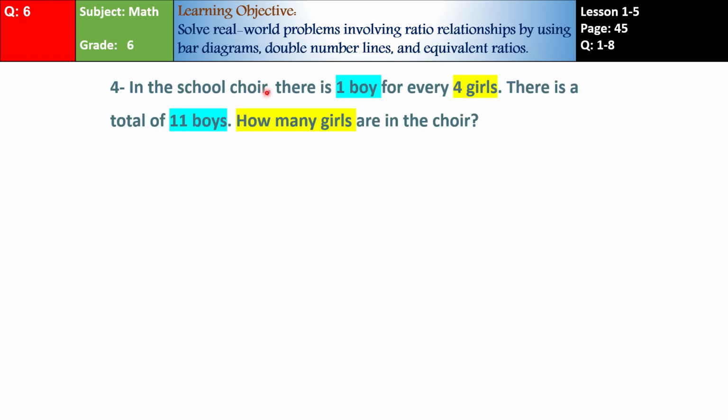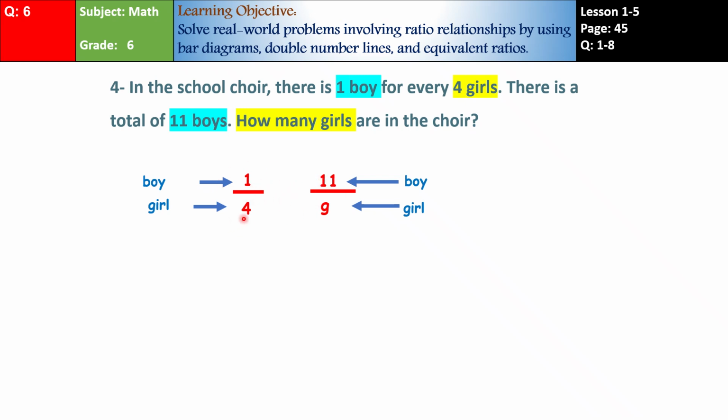In a school choir, there is one boy for every 4 girls and there are a total of 11 boys. How many girls are there in the choir? So the ratio of boys to girls is 1 to 4 and now there are 11 boys. How many girls will be there? So if you look here, there is another easy method to solve it. We will see how 1 became 11. 1 multiplied by 11 is 11.